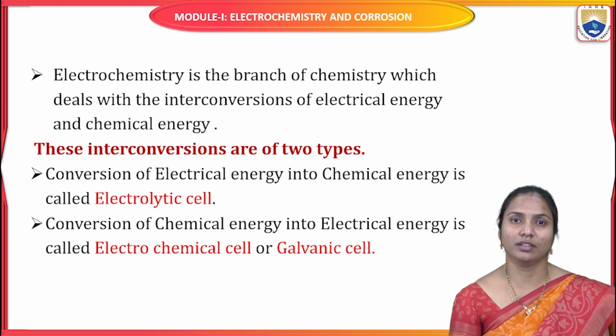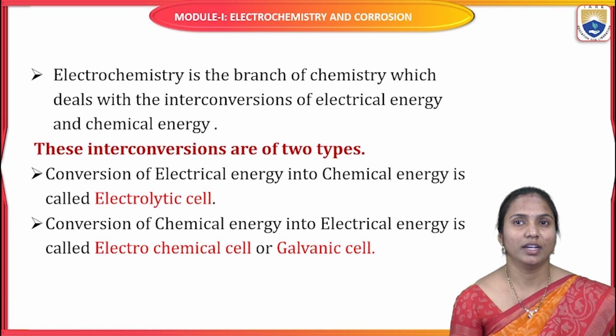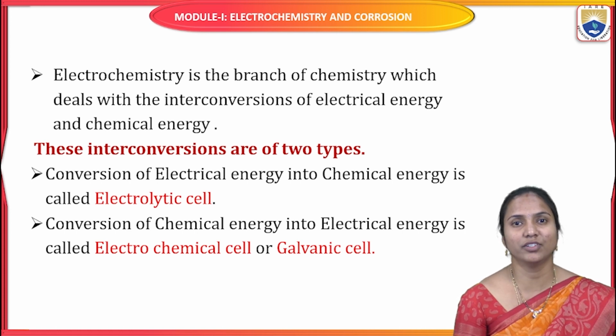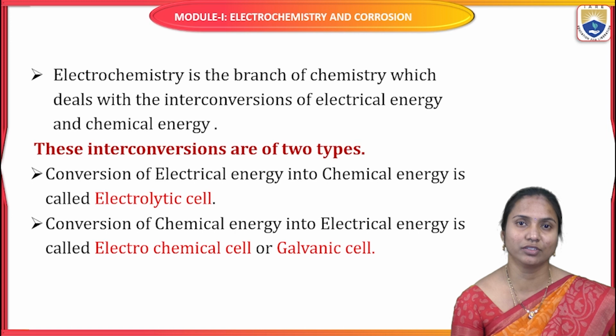So, electrochemistry. What is the meaning of electrochemistry? It is a branch of chemistry. It explains mainly the interconversions of electrical energy and chemical energy.